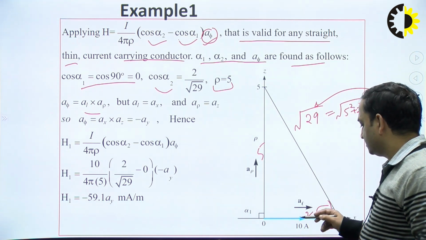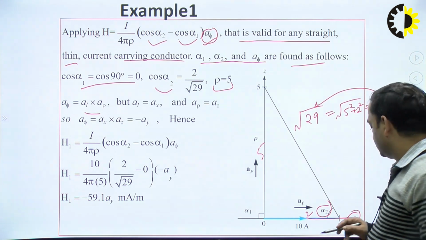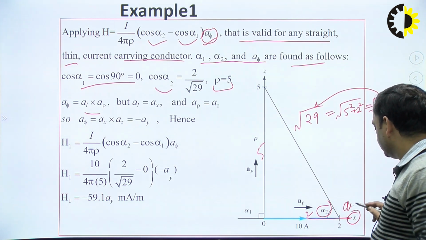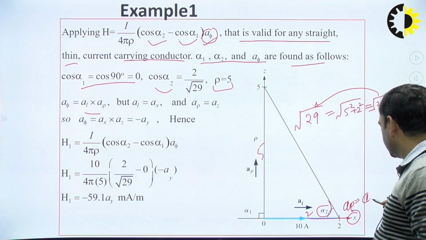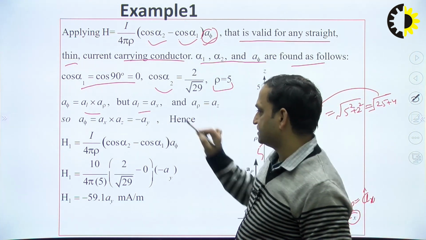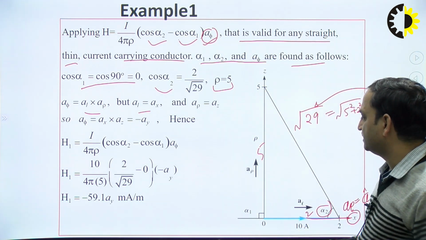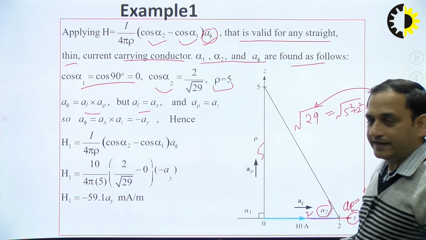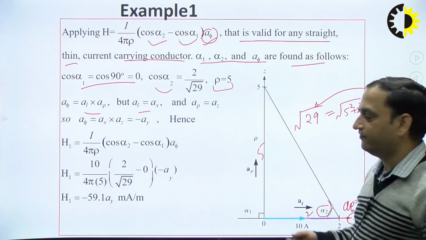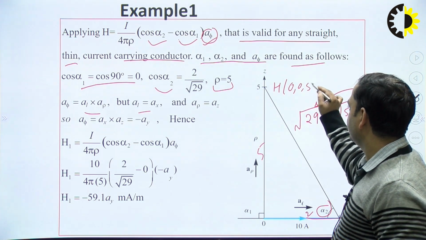So AL is lying in the Z direction, X direction, I am sorry. This AL is lying in the X direction, so AL will become AX. A rho is what? A rho is the direction in which we want to calculate the value of H. So at this point we want to find the value of H.